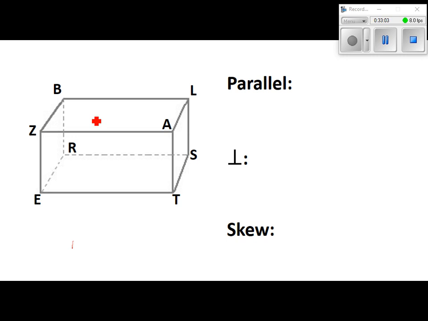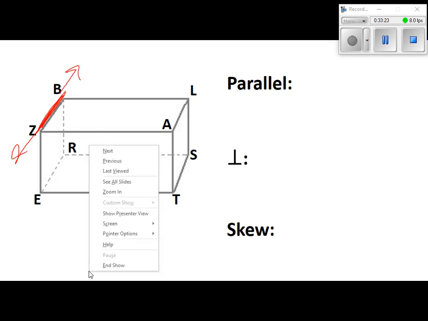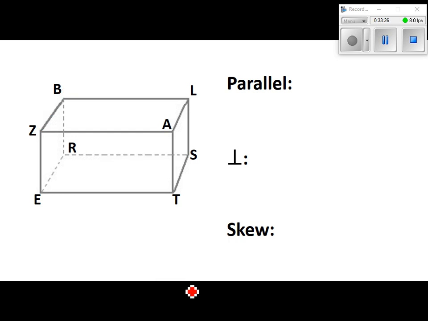All right, just looking at this, we're just going to name some parallel lines. If we have this three-dimensional shape, you've got to be able to pick out parallel lines, perpendicular lines, and remember that BZ here, even though it's a segment, we could make it a line if we wanted it to be a line. So we're going to pick out some parallel. Line BZ, the one I just had, is going to end up being parallel to line LA. So these two are parallel.